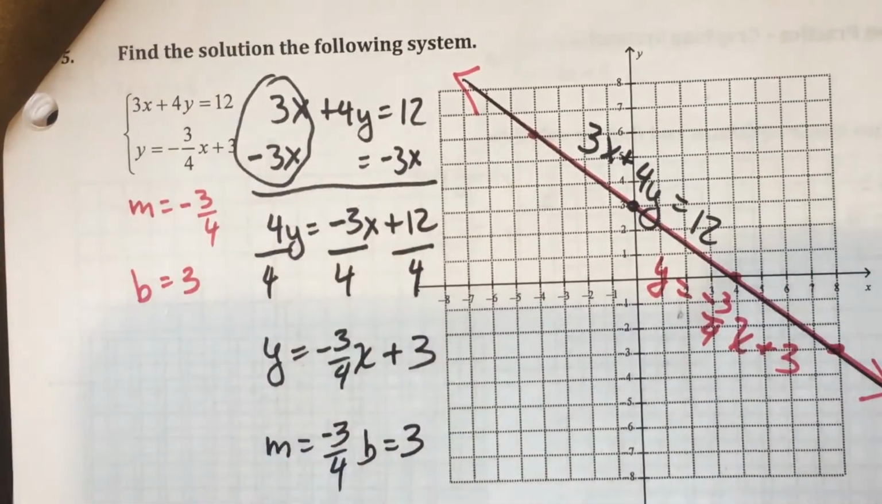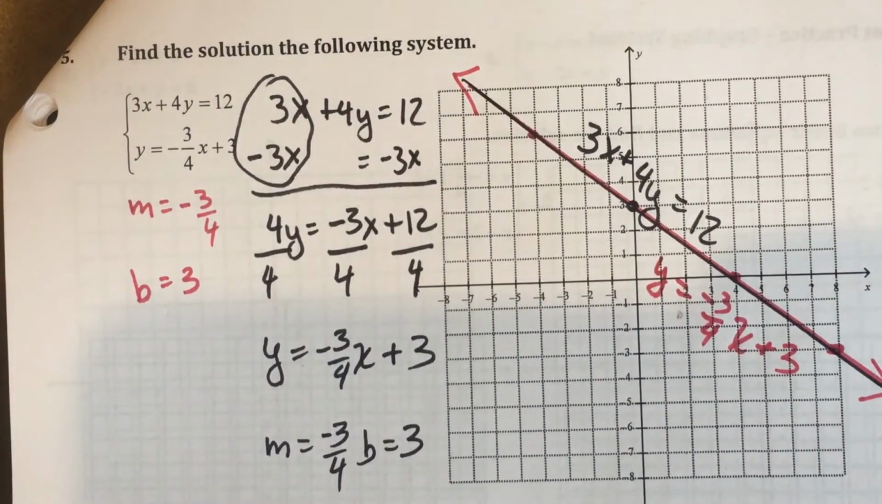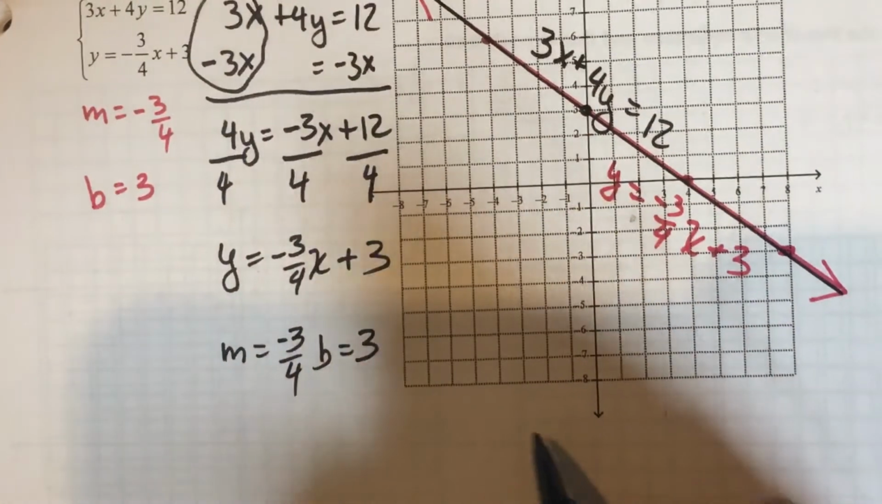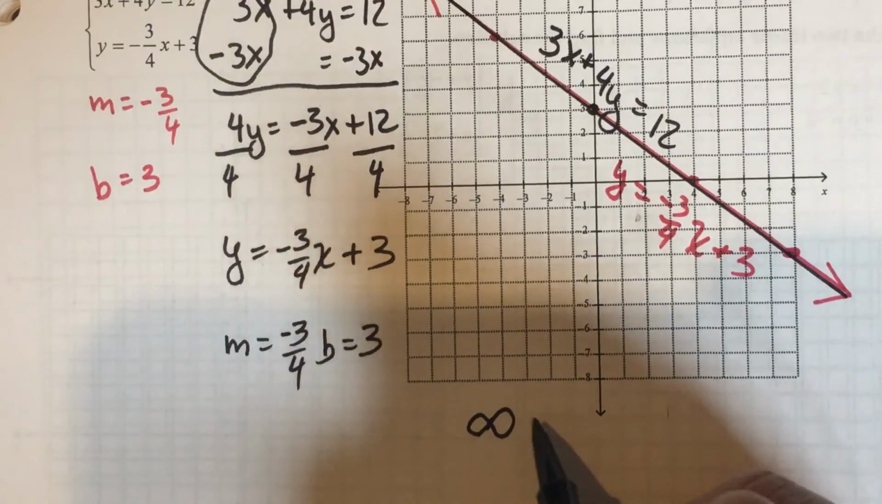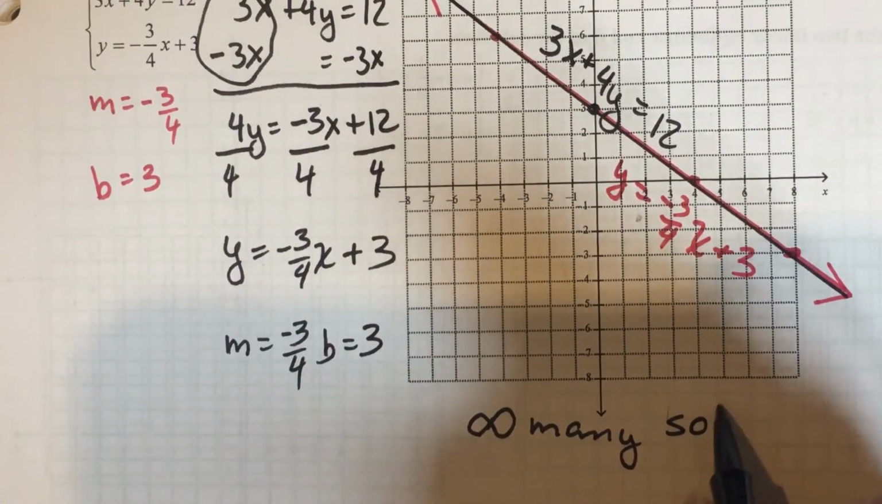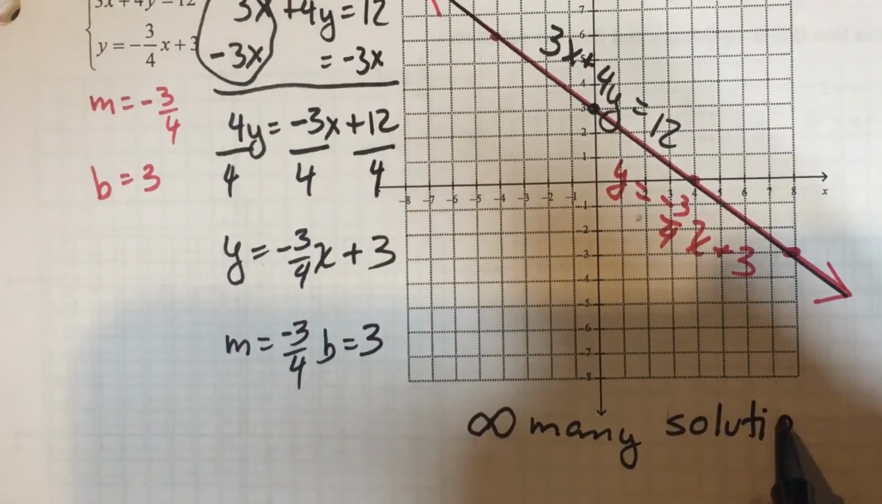Okay, look at that, not so bad. That means something. What does that mean? That means that you have infinitely many solutions. Every single point on this line touches every single point on the other line, so you have infinitely many solutions. So I'm going to just write that down here. Infinitely many solutions. There you go.